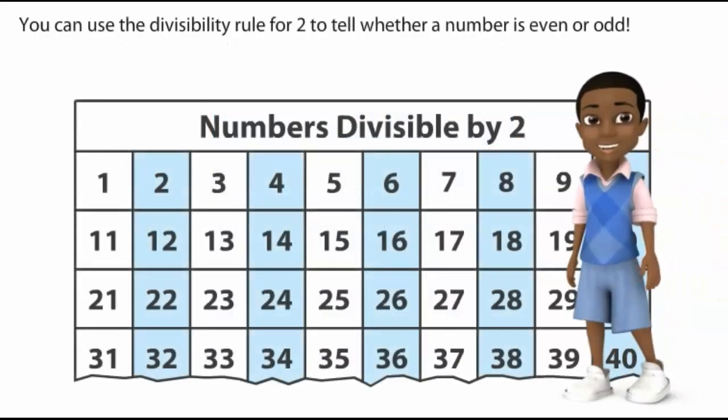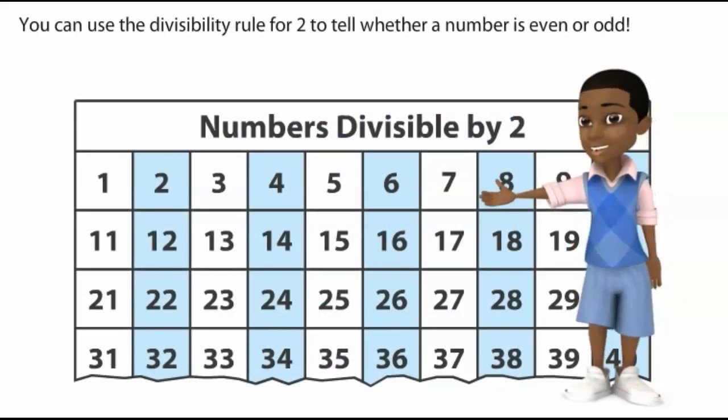You can use the divisibility rule for 2 to tell whether a number is even or odd.